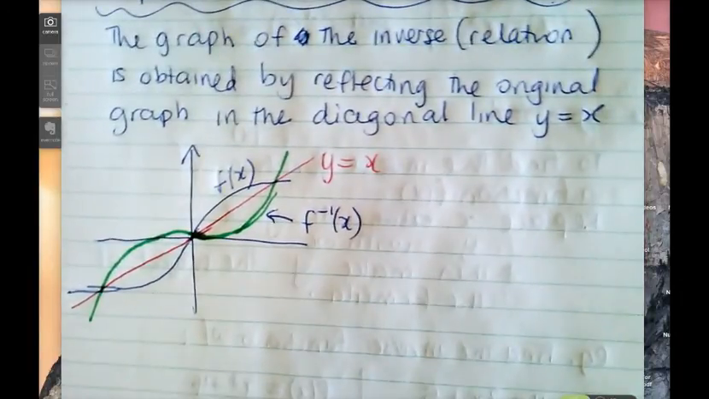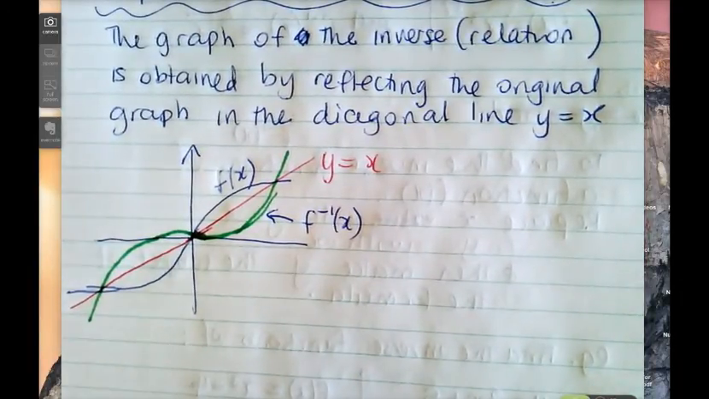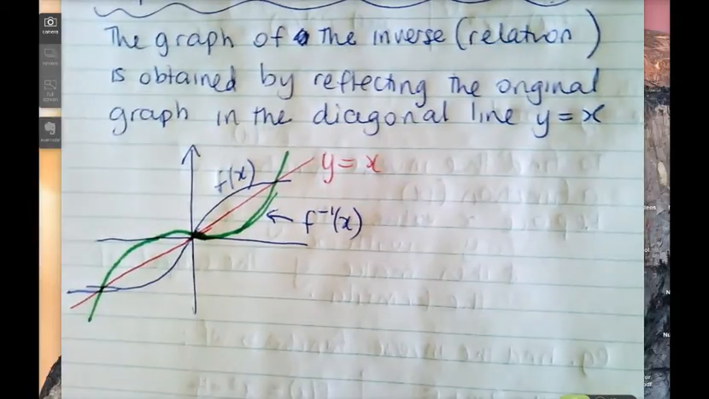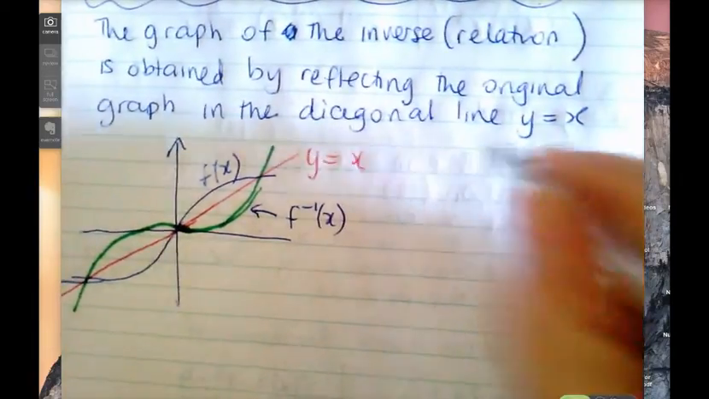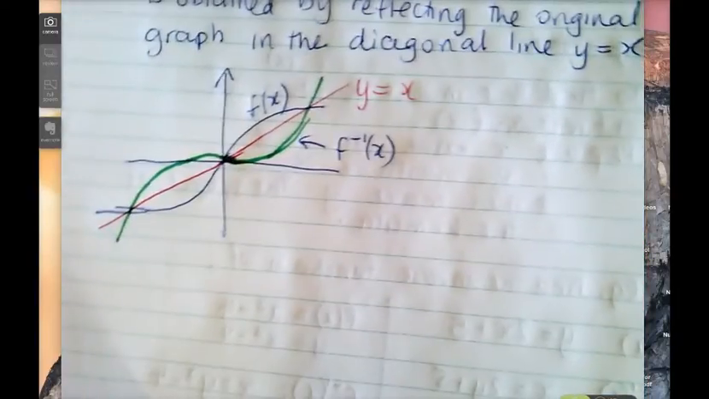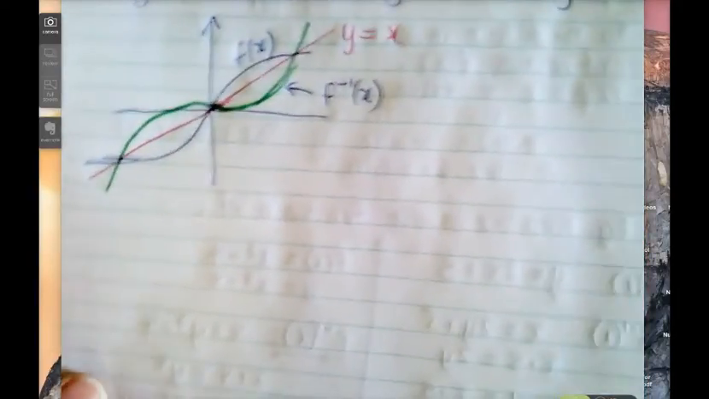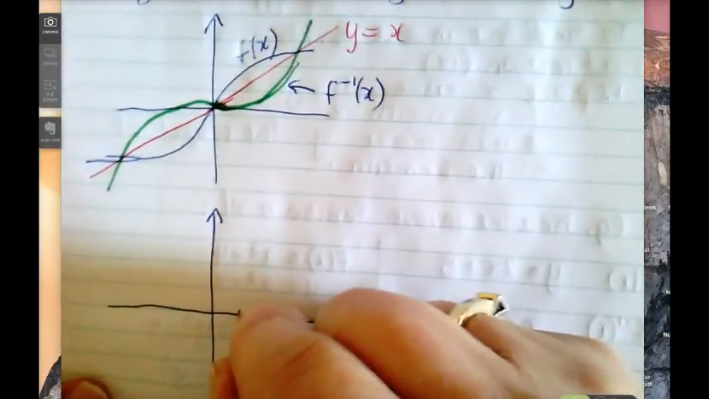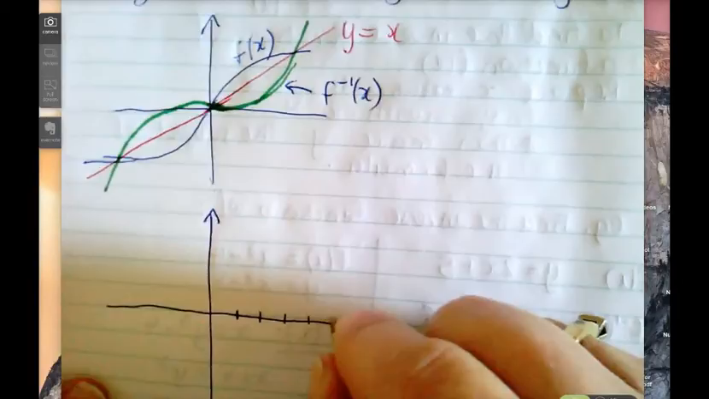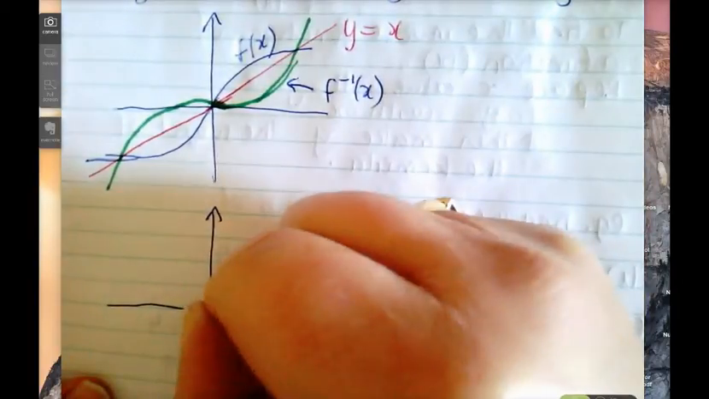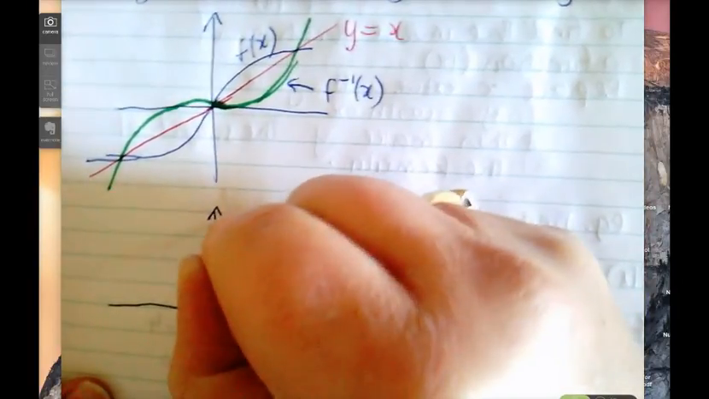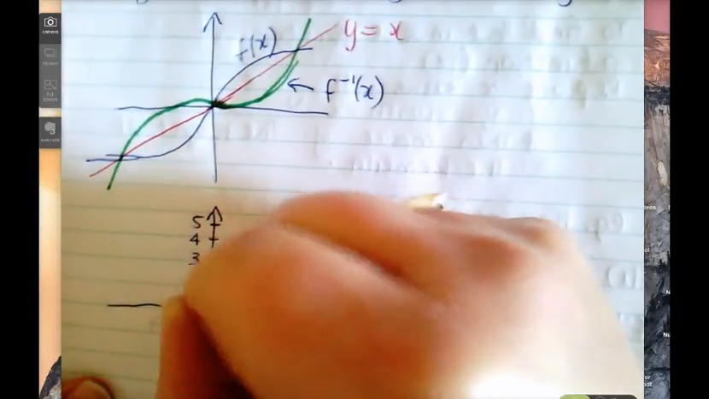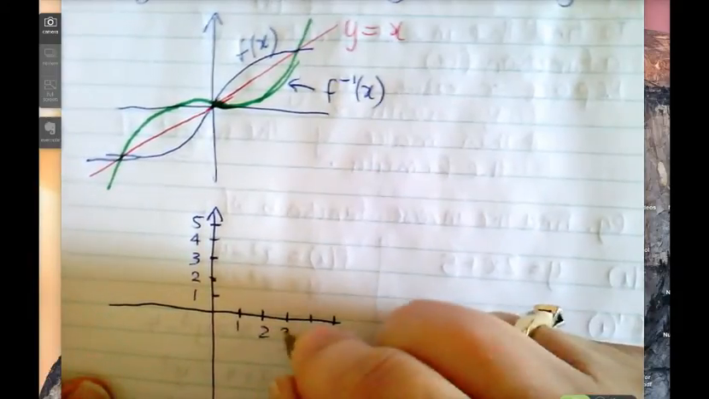Now, I'm going to do this another way, just by plotting some points. I don't even care what the function is, okay? So I'm going to do another one. Had you already written the notes? All right. I'm going to put my points quite clearly. I want you to label the axes 1, 2, 3, 4, 5.